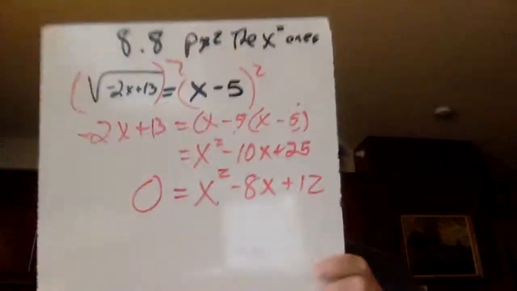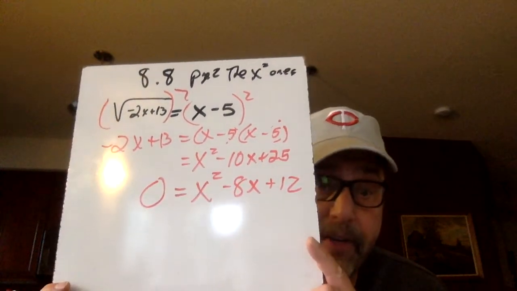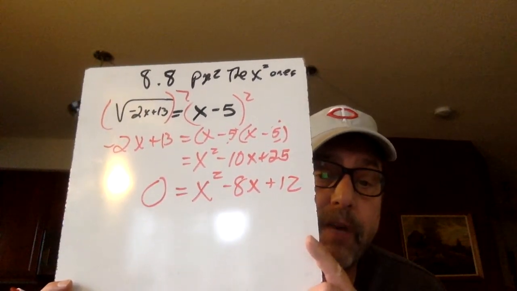Make it say equals 0, so I'm adding 2x to both sides, and subtracting 13, and it's factor it. I'm not going to go back to factoring. If you need to, multiplies to be 12, adds to be -8. That would be -6 and -2.